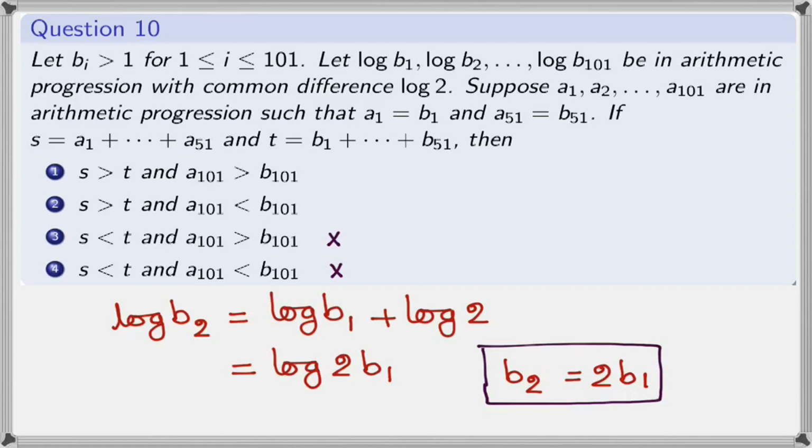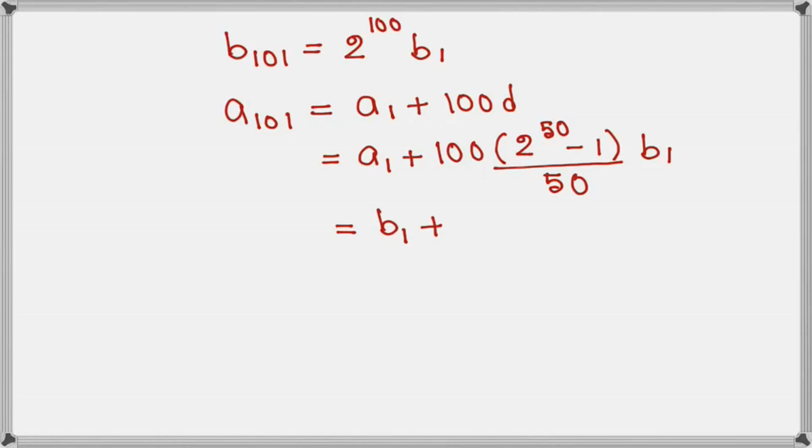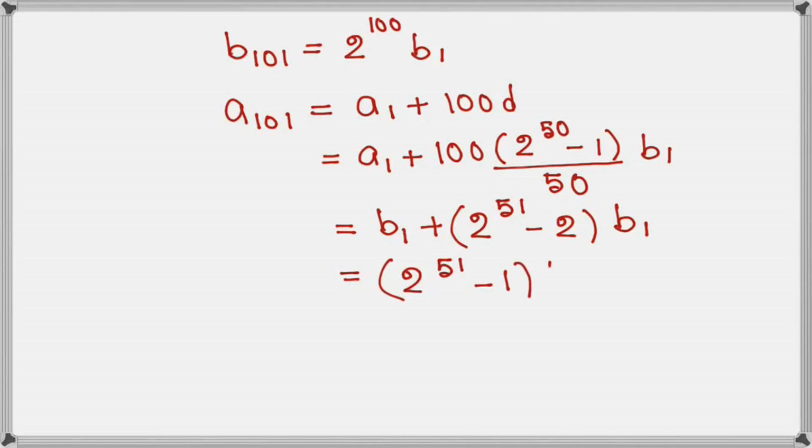Now, we are going to see among A101 and B101 which one is bigger. We know that B101 is equal to 2 to the power 100 into B1 and A101 is equal to A1 plus 100D, and we have already got the value of D, which is (2 to the power 50 minus 1) divided by 50 into B1. Therefore, A101 is equal to B1 plus, substituting B1 in place of A1, (2 to the power 51 minus 2) into B1. So basically we are getting (2 to the power 51 minus 1) into B1.